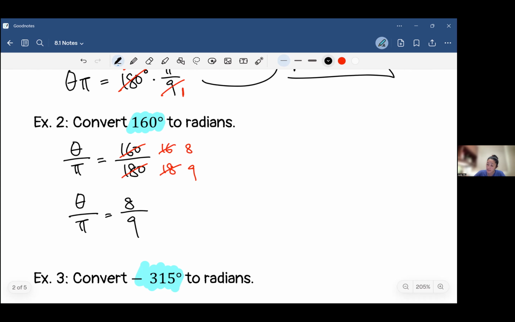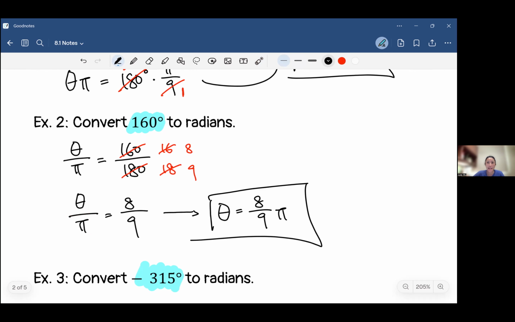And my last step here, honestly, I wanted to get rid of that pi because I want to get this theta all by itself. I'm just going to go ahead and multiply the pi to the other side. So theta equals 8 over 9 pi. And so if someone was like, hey, I have 160 degrees, I need to convert this to radians, you would be like, oh, well, check out this process. It's actually 8 over 9 pi.